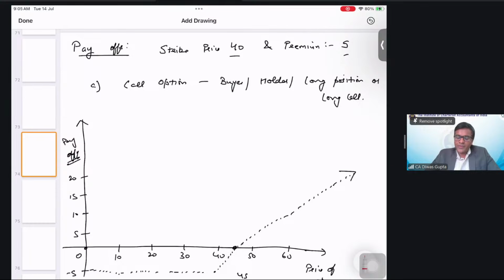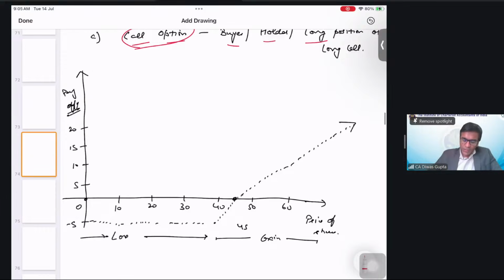So the payoffs, first of all, are about the strike price and premium. So let's assume in all the cases the strike price is 40 rupees and the premium is 5 rupees. We are talking about the payoffs first of all from the point of view of buyer or holder, or we can say long position in case of a call option, students, right? And how does it work?